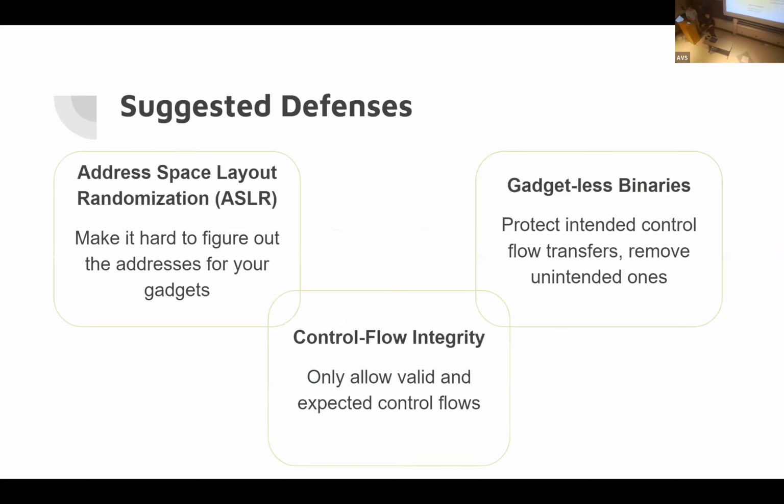Some of the suggested defenses are things we've already talked about in class. We have stuff like ASLR: if you randomize the address space, you can't find your gadgets to use in your attack. There's things like control flow integrity, so you only want legal and valid executions of your program. And there's also things like gadgetless binaries, which take it a step further and remove these unintended gadgets and protect existing ones.